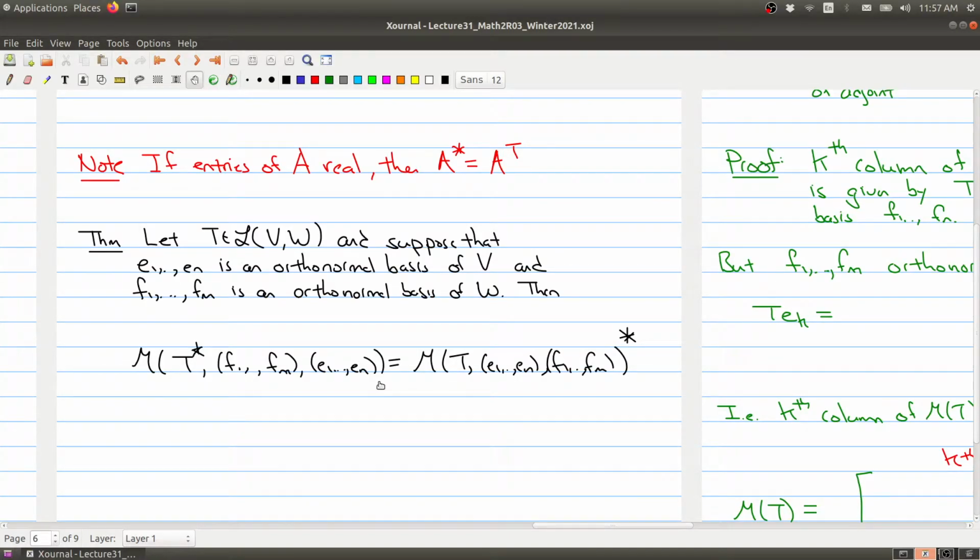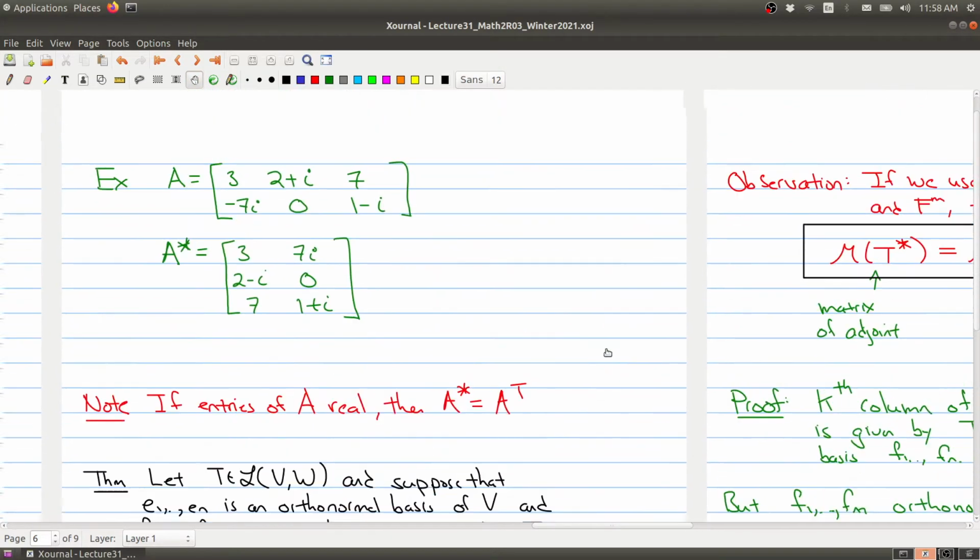So welcome to our final part of lecture 31. The goal in this part is to prove this particular theorem, namely that if we have a linear map from V to W and we know an orthonormal basis of V and W, then there's a relationship between the matrix of the adjoint and the matrix of the original linear transformation. And that relationship is the adjoint, the complex transpose of the original matrix gives you the matrix of the transpose.